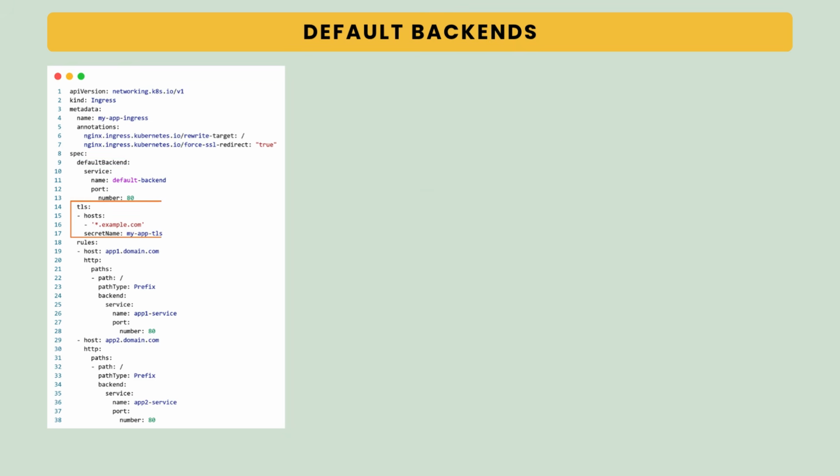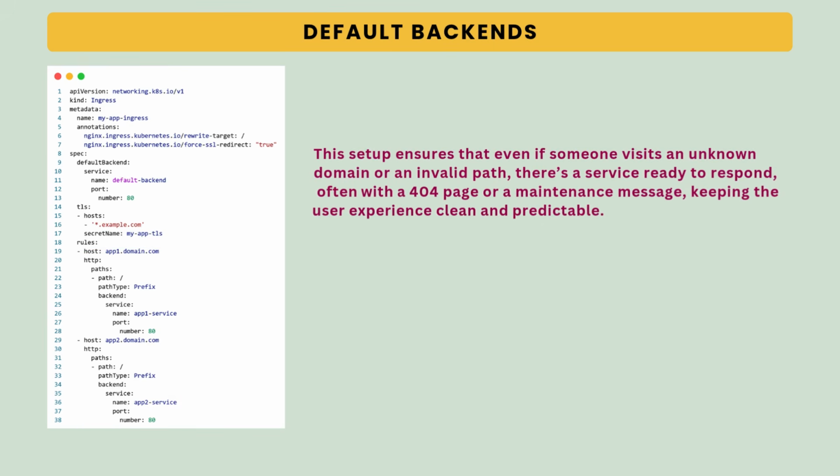TLS is configured with *.domain.com, traffic for app1domain.com and app2domain.com still routes to respective services. This setup ensures that even if someone visits an unknown domain or an invalid path, there's a service ready to respond, often with a 404 page or a maintenance message, keeping the user experience clean and predictable.